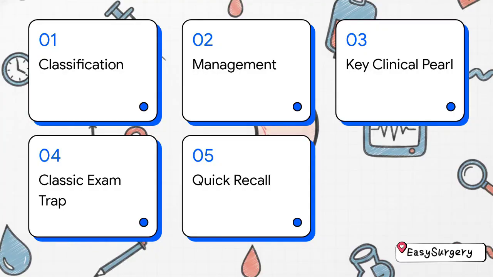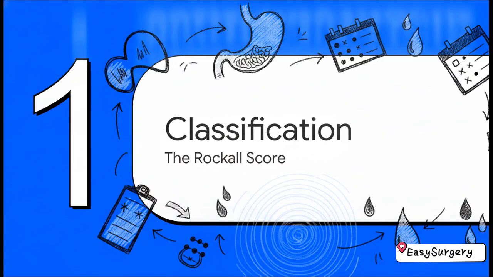Here's our roadmap for today. We're going to hit classification, move into management, grab a key clinical pearl, look at a classic exam trap, and finish up with a quick recall question. All right, Section 1, Classification, the Rockall score.